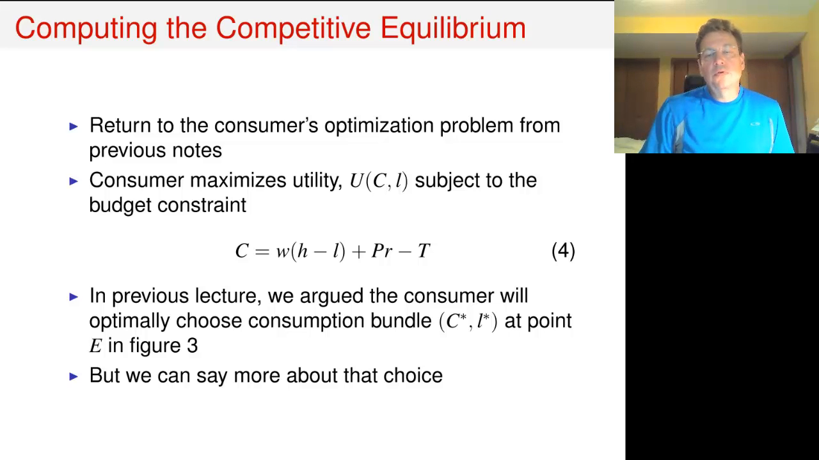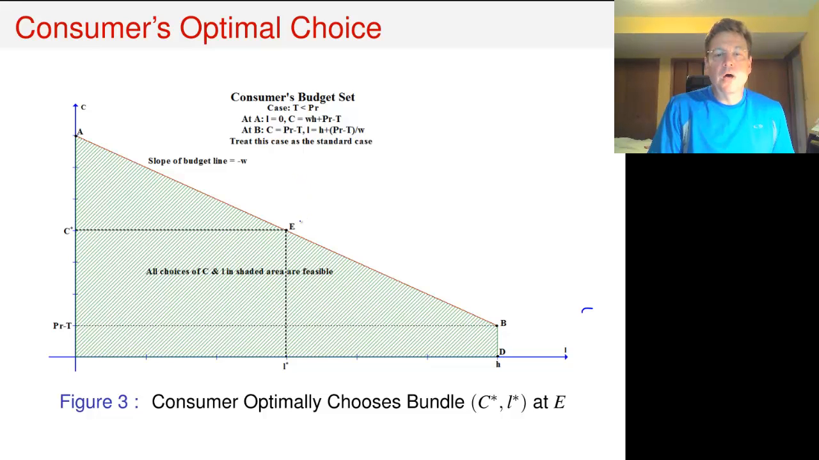So remember that the consumer is going to maximize utility, which depends on consumption and leisure, subject to this budget constraint, which says that consumption equals W times (H minus L), which is labor income, plus the profits that the consumer receives from the firms, minus the lump sum taxes that the consumer pays. What we said before was that the consumer will optimally choose this consumption bundle C star, L star at point E, given the wage W.